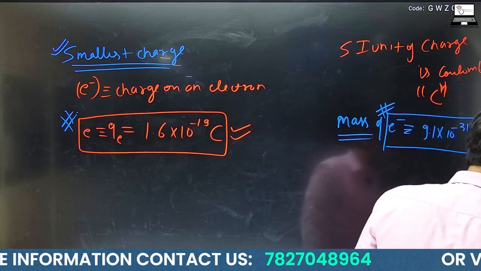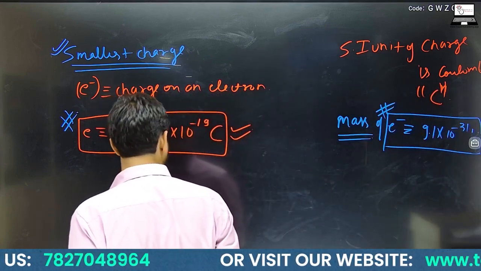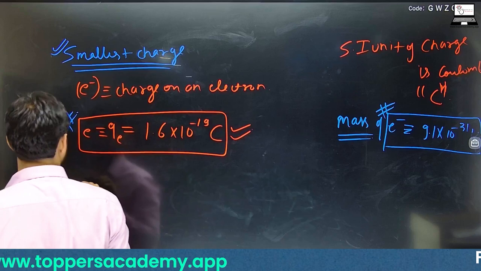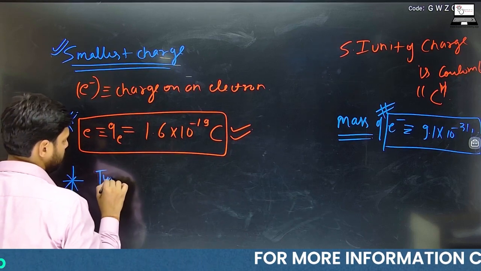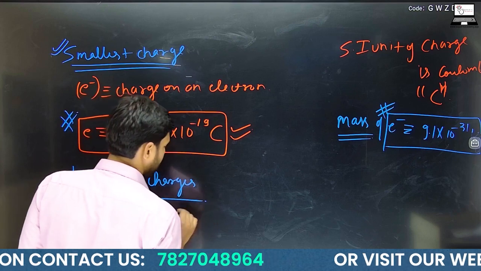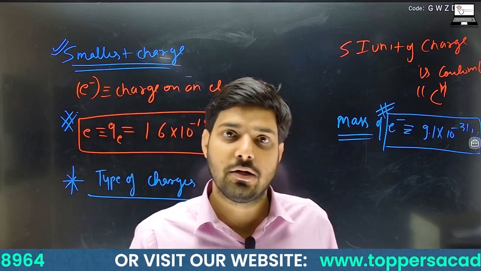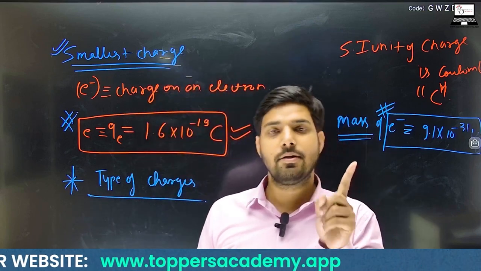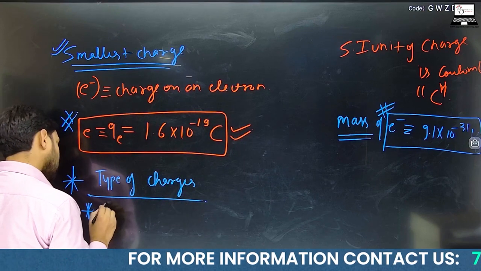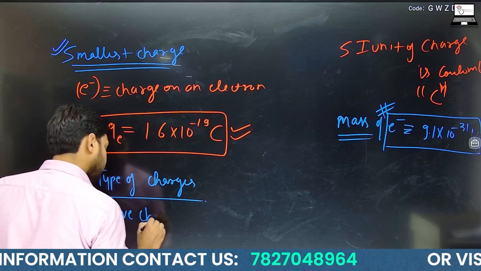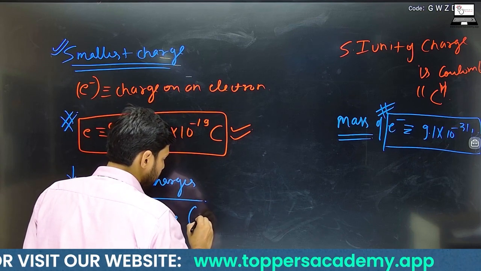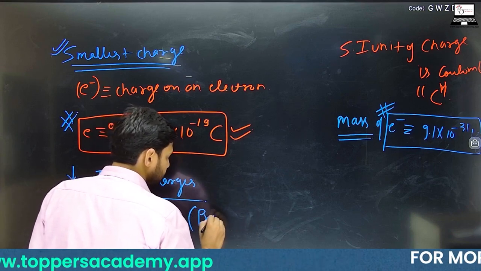Now we are going further. What are the types of charges? Let us see what are the types of charges. We have just two types of charges. First is positive and second is negative. Alright, first is positive, second is negative. First is positive charge. But by whom is it constituted? Positive charge is constituted by protons.